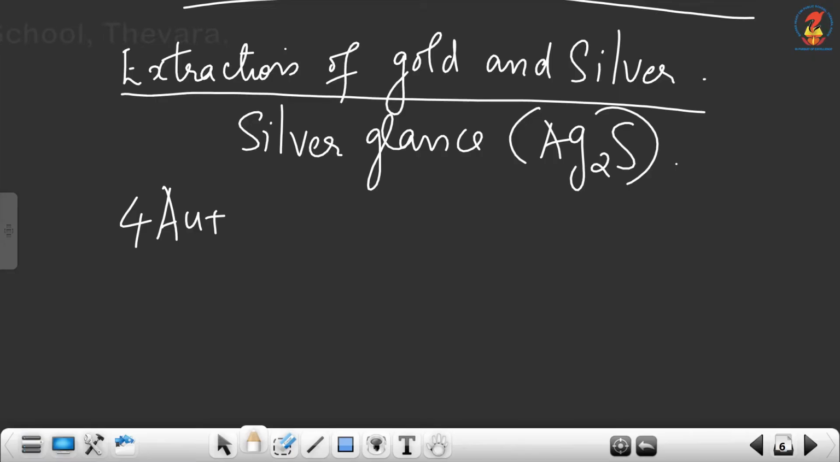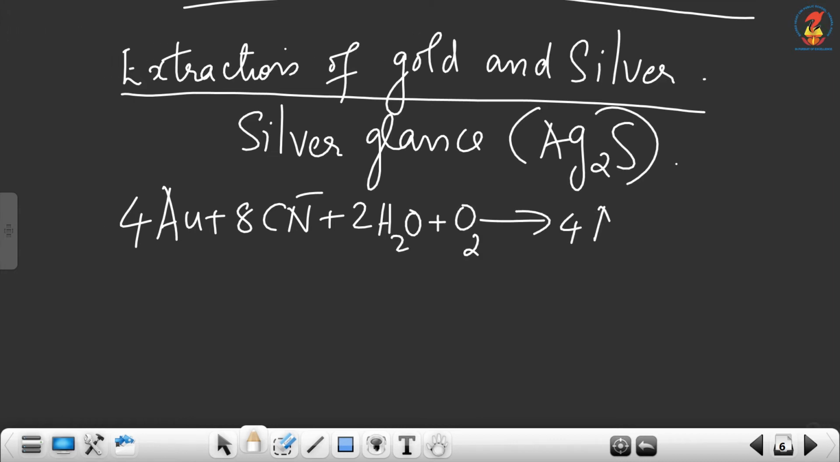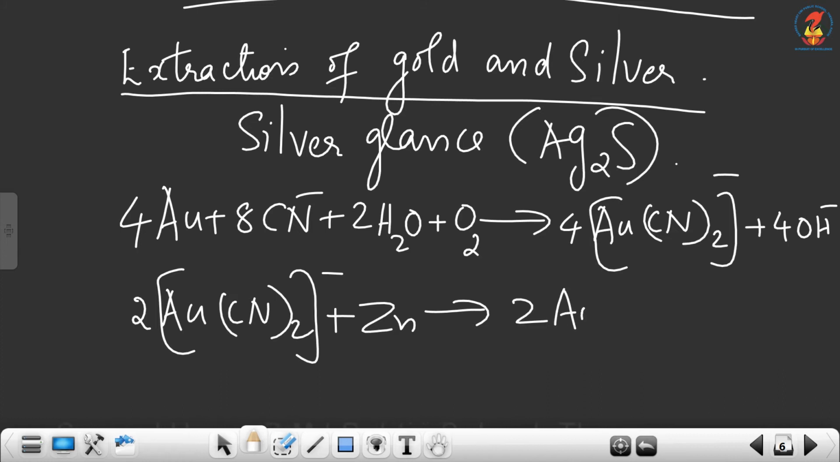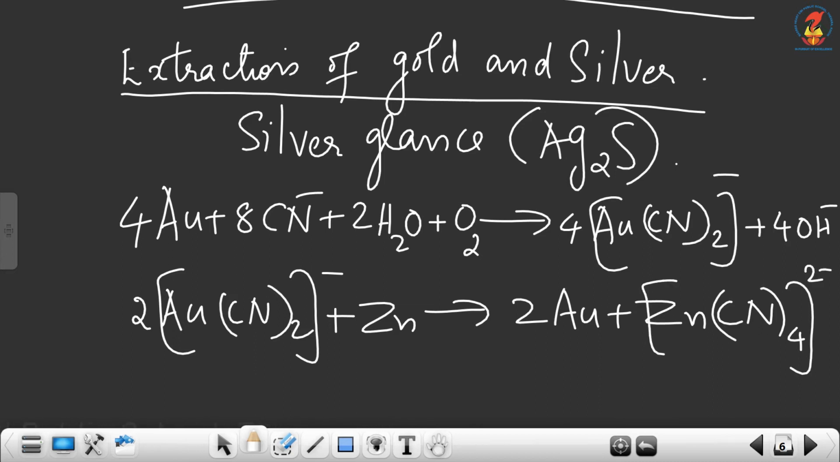For gold, I am writing the equation: 4Au plus 8CN minus plus 2H2O plus O2 gives 4Au(CN)2 minus plus 4OH minus. Next, 2Au(CN)2 minus plus Zn gives 2Au plus Zn(CN)4 2 minus. Now you can see that this is the reaction.